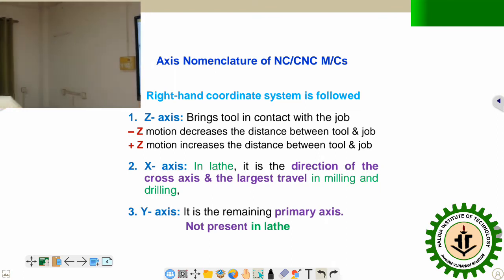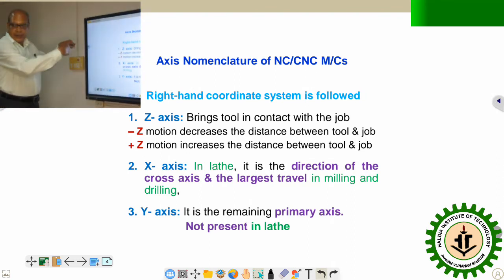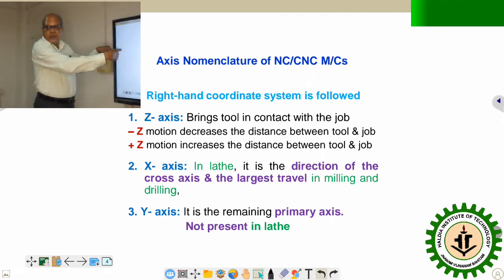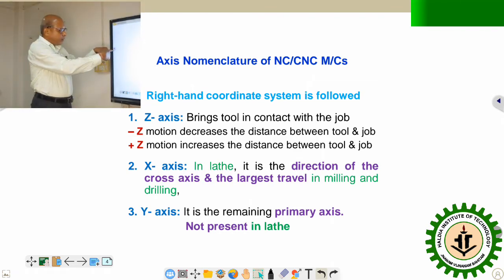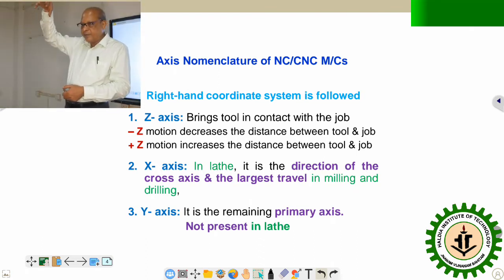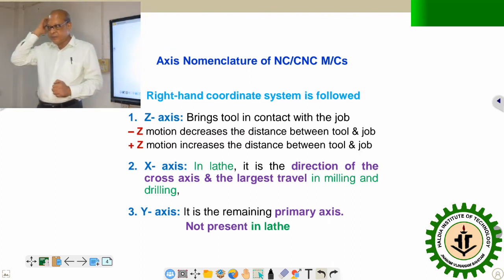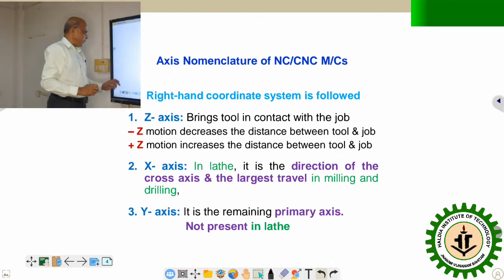If we take the example of a lathe, in a chuck, the job will be clamped this way. It will keep on rotating, and the tool will be positioned somewhere else. So during cutting, the tool will come closer to the job. So movement towards the left will be Z minus. So this is Z. As regards minus and plus, when it comes closer to the job, it is Z minus. When it is going away from the job, it is Z plus. Similarly, in case of drilling or milling, when it goes up, the distance between the tool and job increases. So that is Z plus. Okay. So that is the first.